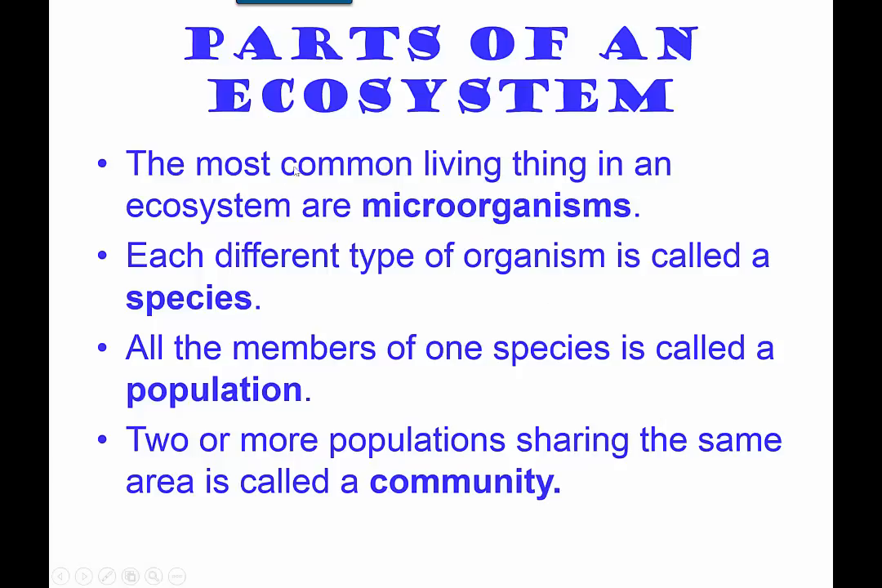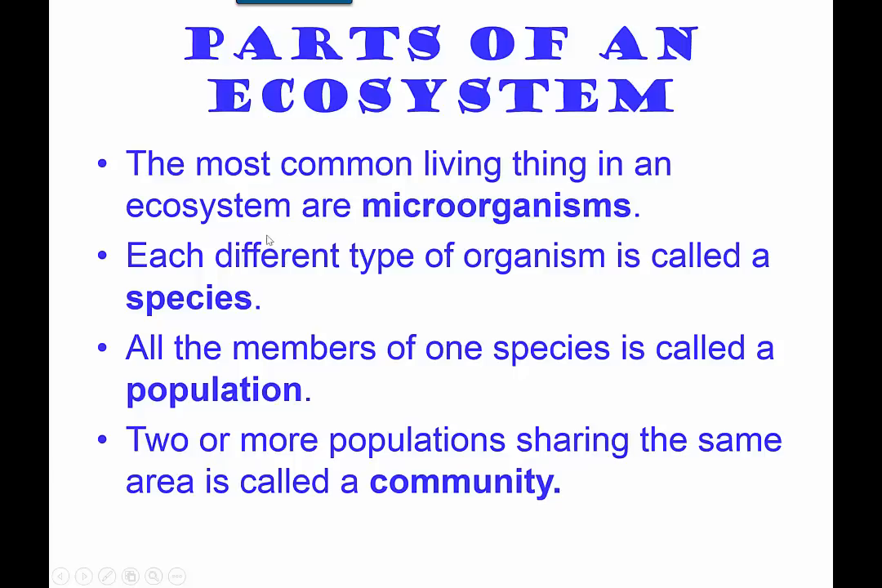The most common living things in the ecosystems are your microorganisms. That means even though you look outside and you see a lot of squirrels or crows or eagles or the odd bear in our backfield, the most abundant thing in any ecosystem are the microorganisms, the things you can't see.